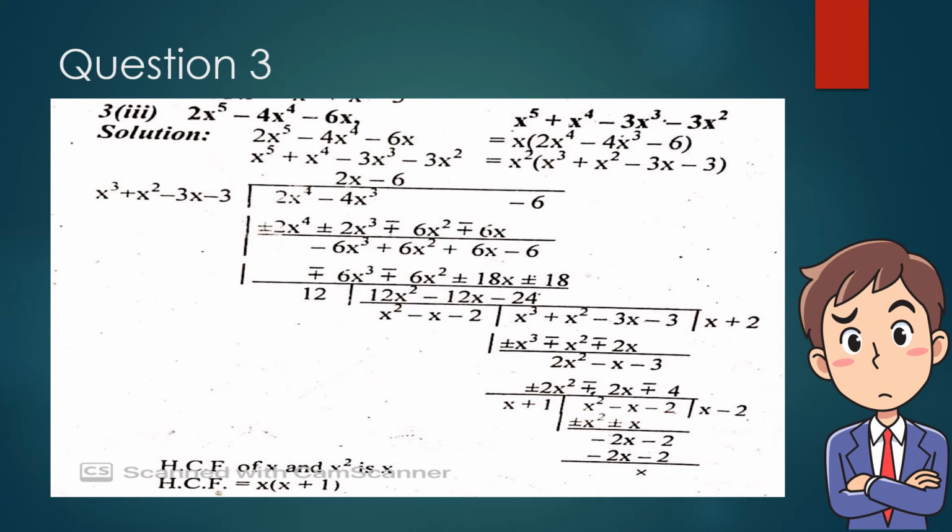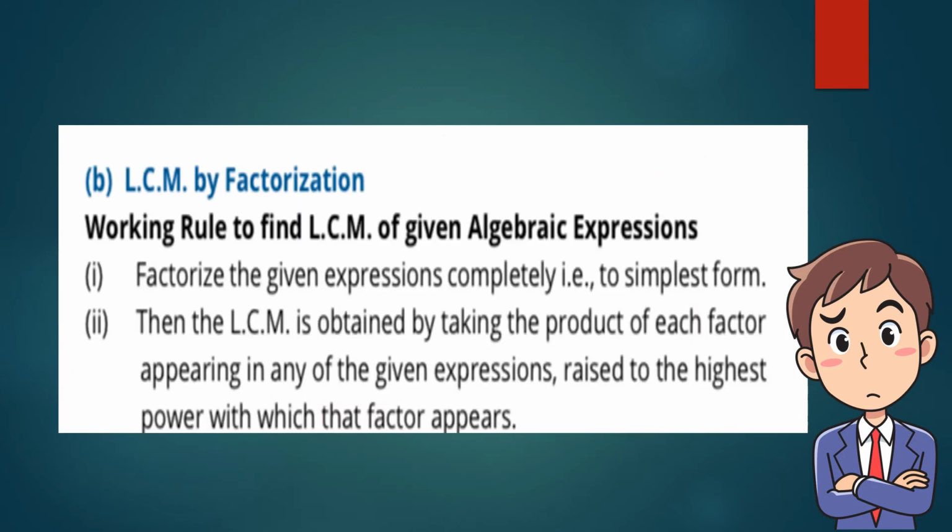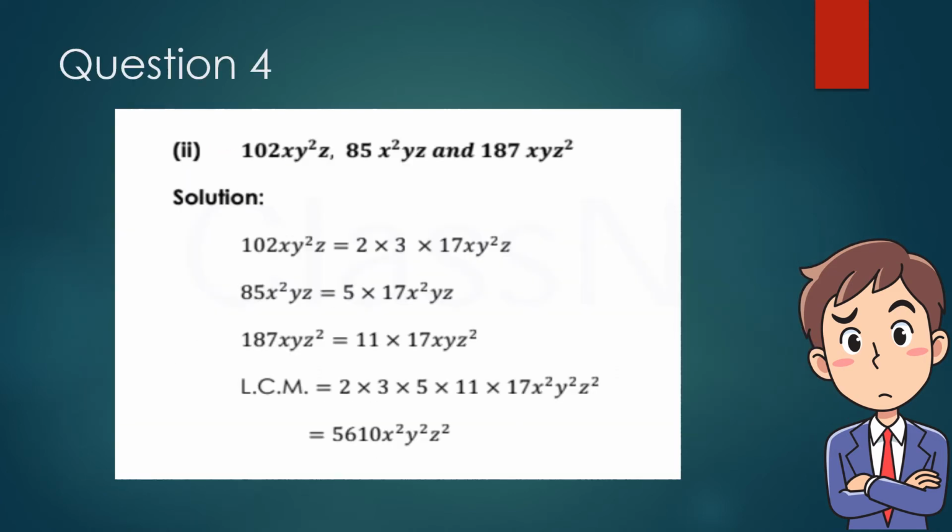Question number 3, part 3 is quite similar to part number 1. You will do it yourself. Now for finding the LCM, remember that we have to take the common factors along with the uncommon factors. So we have 102 x y square z, 85 x square y z and 187 x y z square.